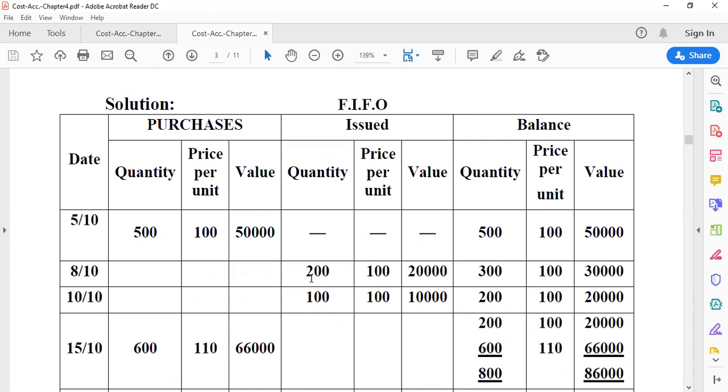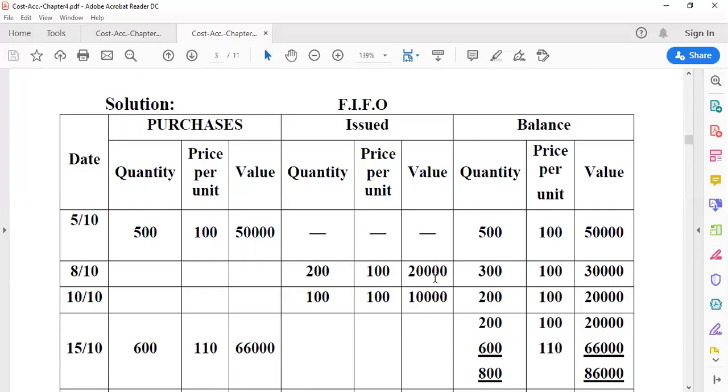Okay, so the quantity issued equals 200 times 100. Why times 100? Because the price equals 100. Our balance was 500 units times 100 LE. When I issue something, I take from my balance, from my inventory, from my store, so I take it at the price we already have from the past. So 200 times 100 gives 20,000.